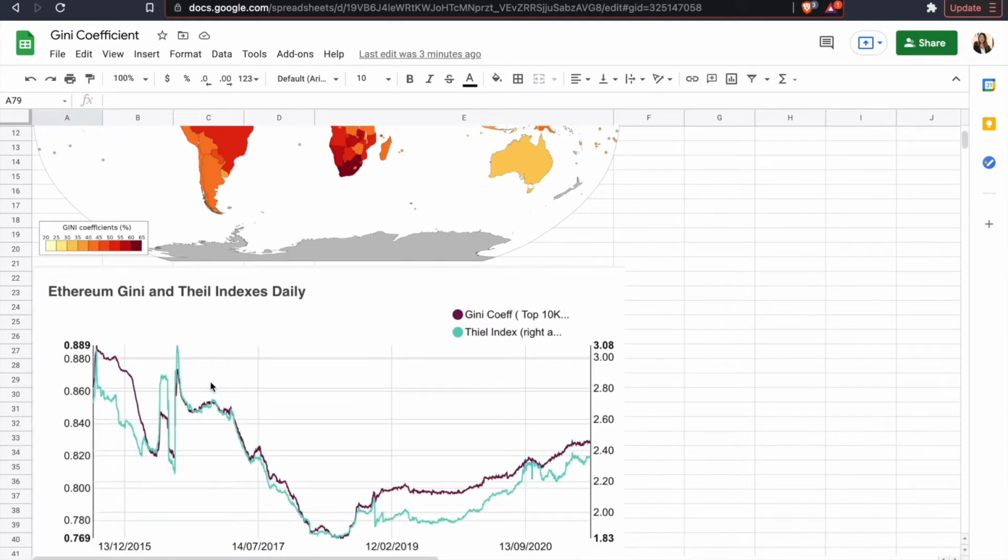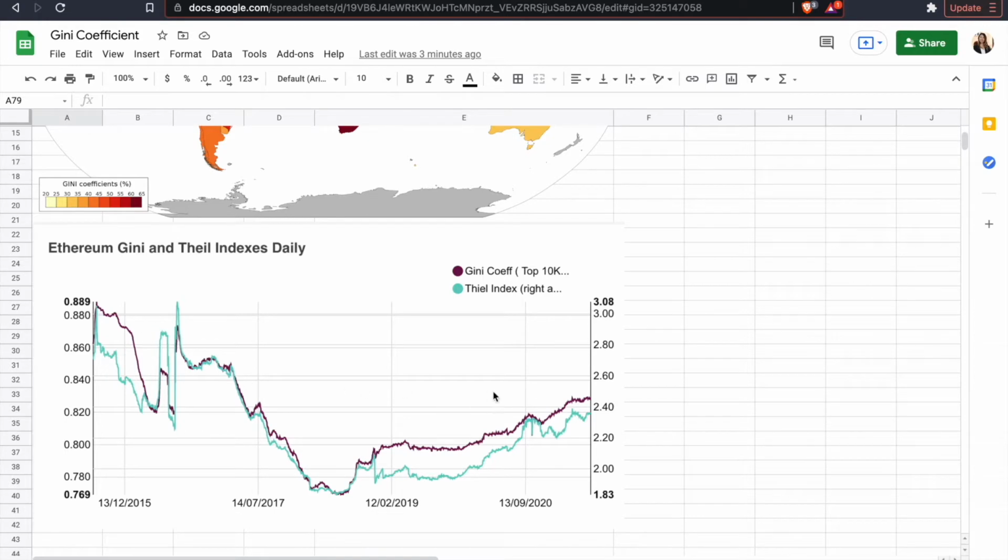Here is a graph of Ethereum's Gini coefficient over time. There are limitations to this metric, which I want to note. I'll probably go into more detail at the end.